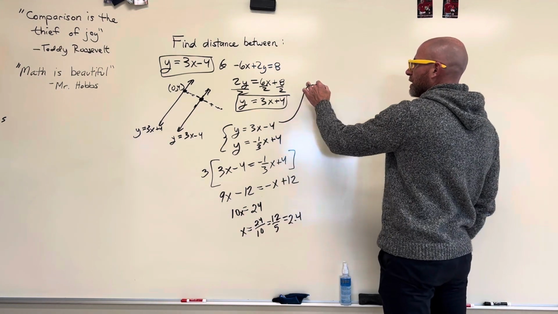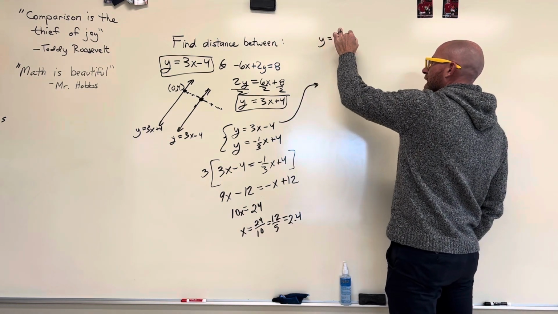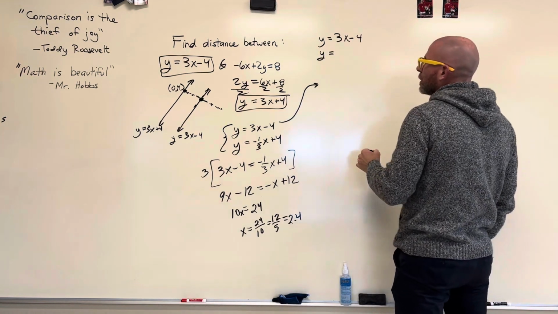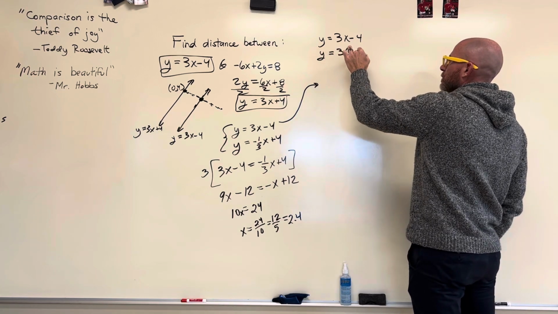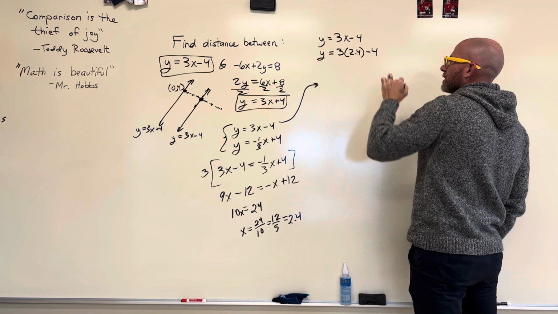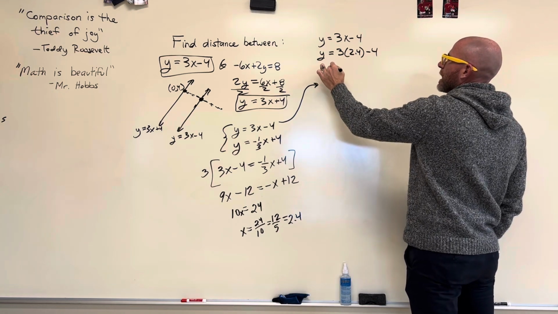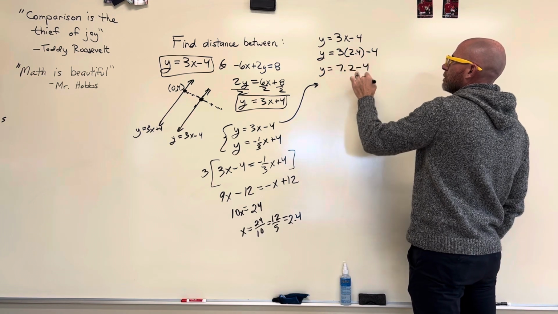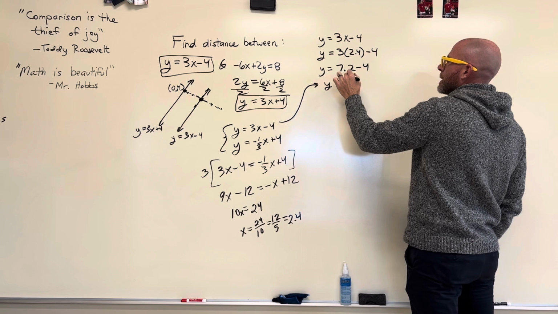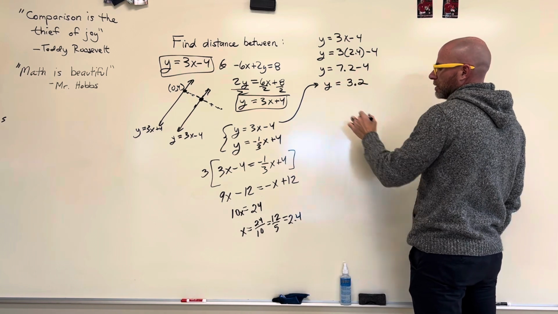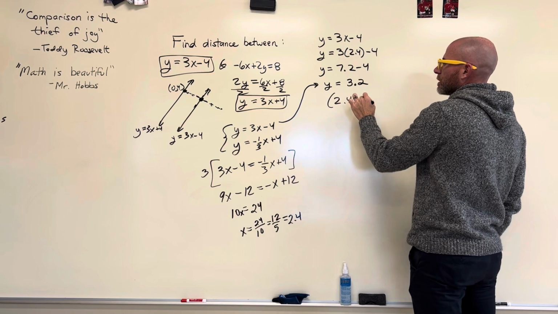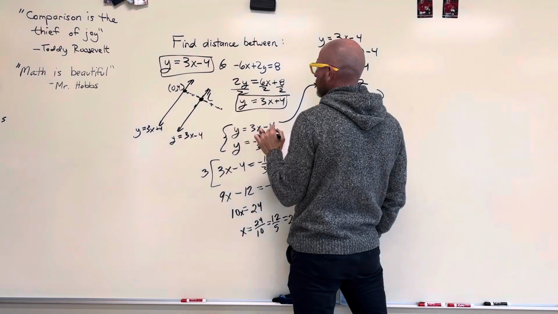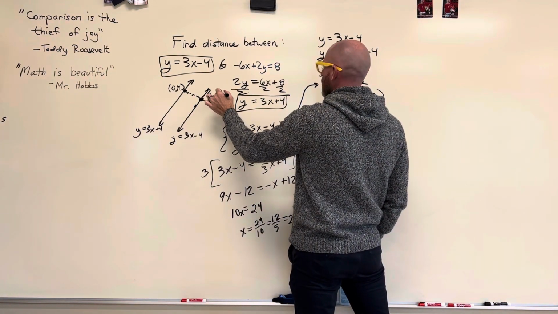I then want to plug it back in. I'm going to choose y equals 3x minus 4 to figure out what my y is going to be. So I'll use the decimal; it doesn't matter what I use. I get y equals 3 times 2.4 is 7.2, minus 4, and I get y equals 3.2. So I have the coordinate 2.4, 3.2. That means this point right here is 2.4, 3.2.